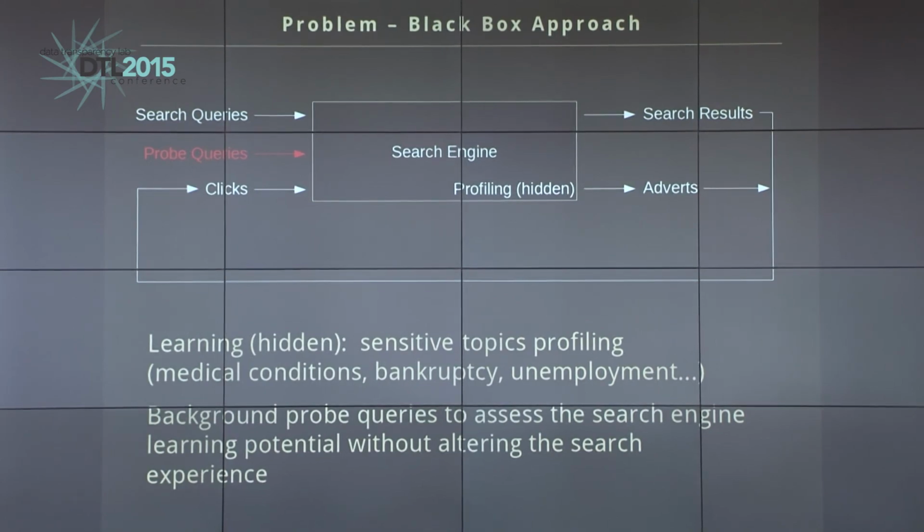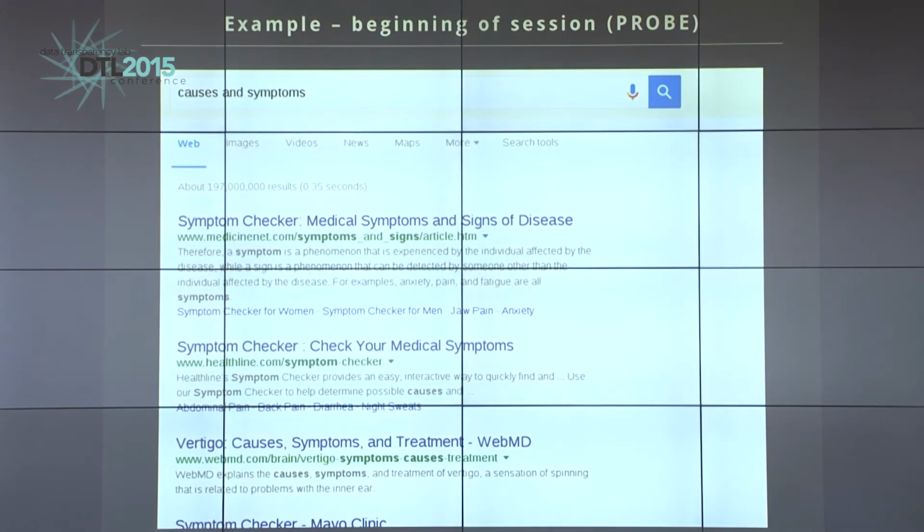Let me just show an example. So this is a typical example of a probe query that would be run by the plugin in the background. So what it does, for example, can be regarding health issues in general.